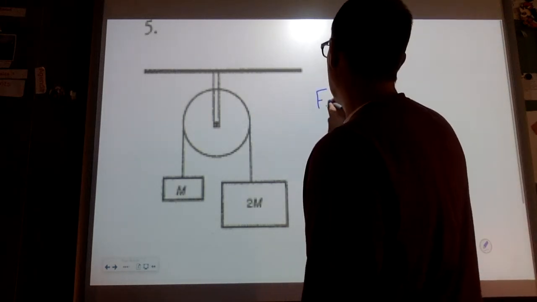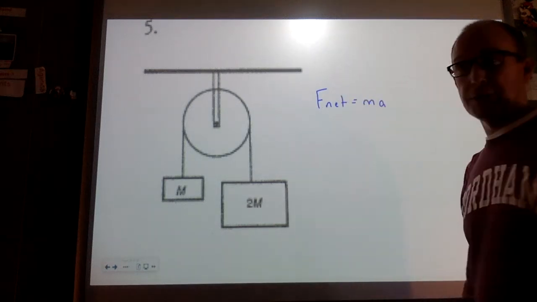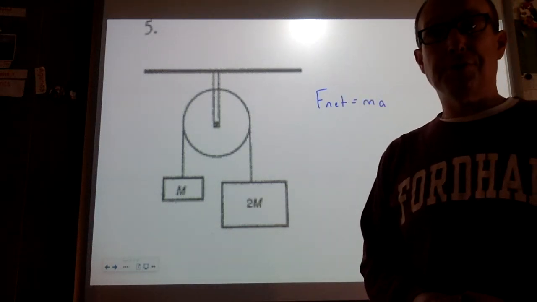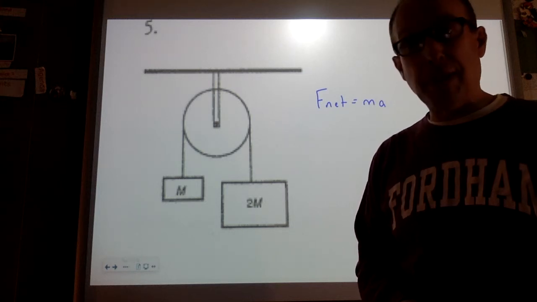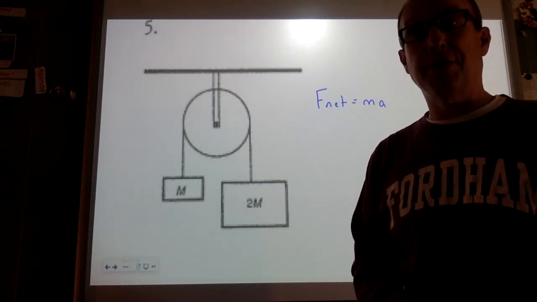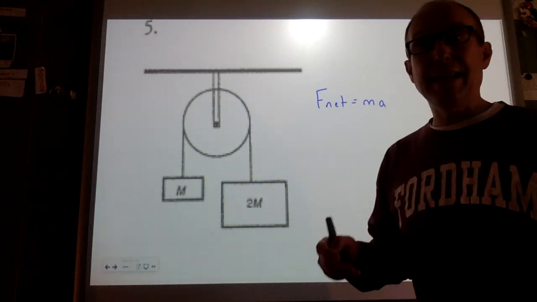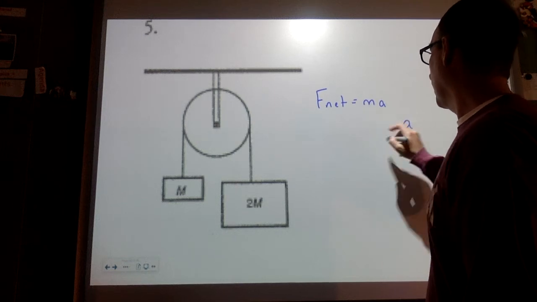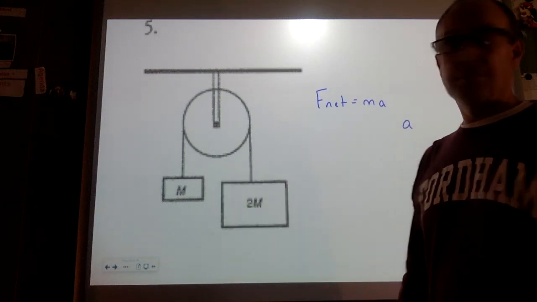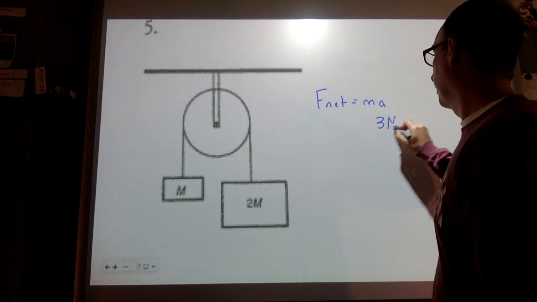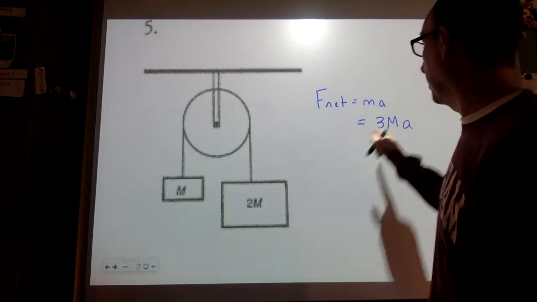We know that the second law applies to this. And that tells us that all of the forces combined together is equal to all of the masses times the acceleration of the system. So, first off, easy part. What is the total mass of this system? It would be 2m plus m, which is 3m. So that's going to go here.